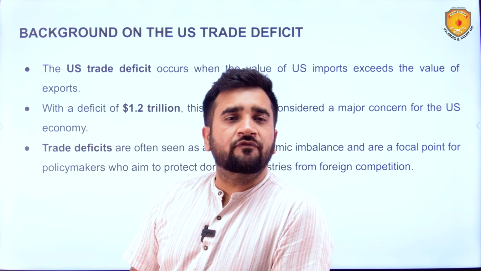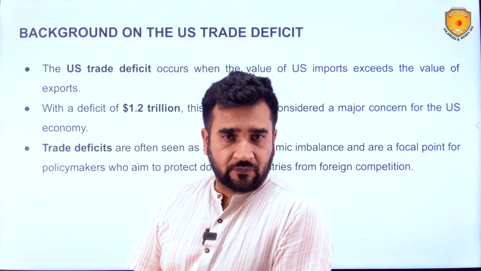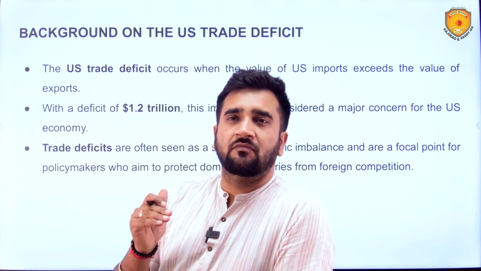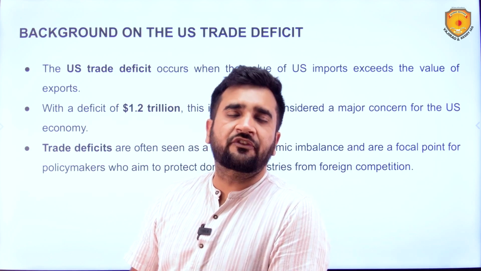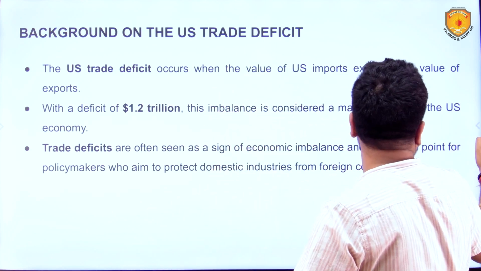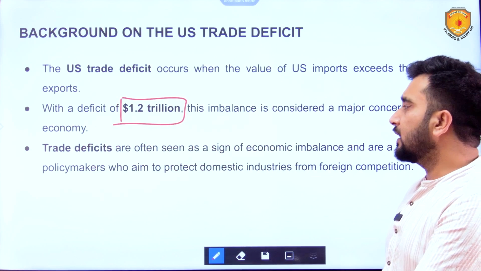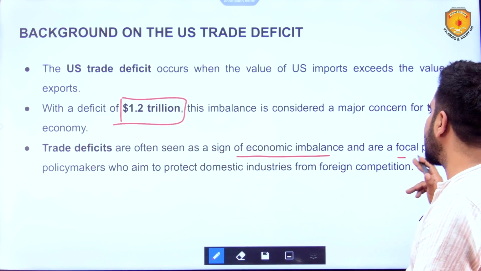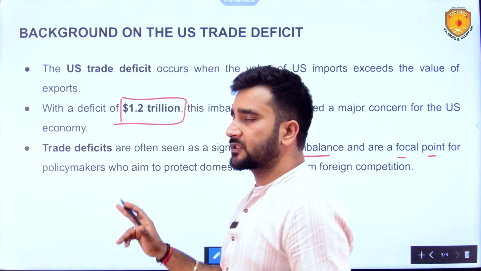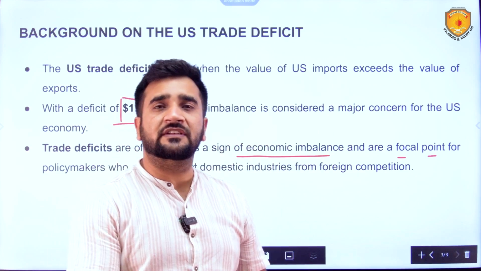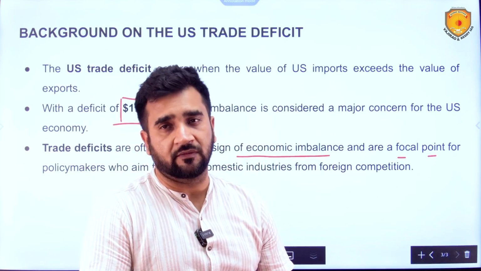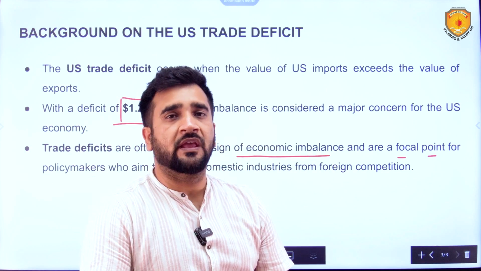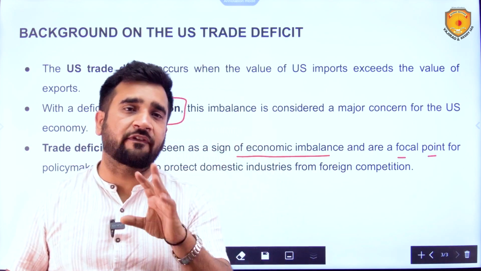The background of this is the US trade deficit. The trade deficit is when your imports are more as compared to your exports. So there is a trade deficit of $1.2 trillion. And they are seen as a sign of economic imbalance and are a focal point for policymakers. But why is this trade deficit there in an economy like the US, which is, I would say, the most developed, the biggest economy? It has outsourced manufacturing.